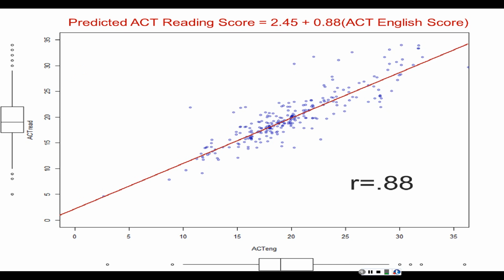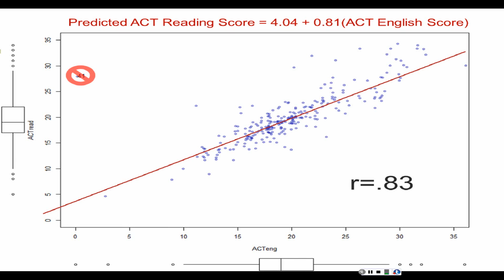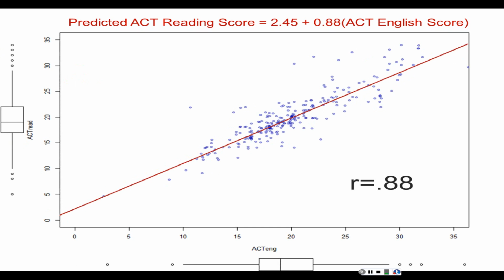So here it is with and without. The model is a different model with and without that outlier. That's the problem. That outlier is exerting influence. It has what the textbook calls leverage, too much leverage.